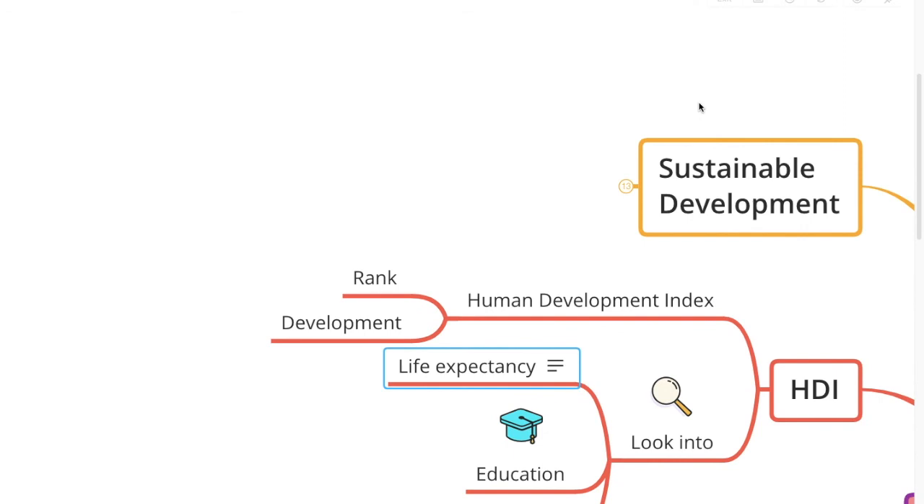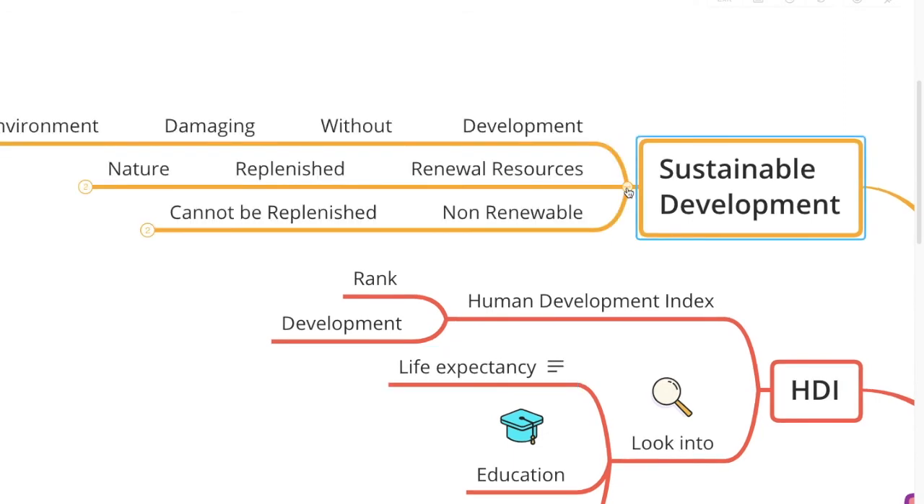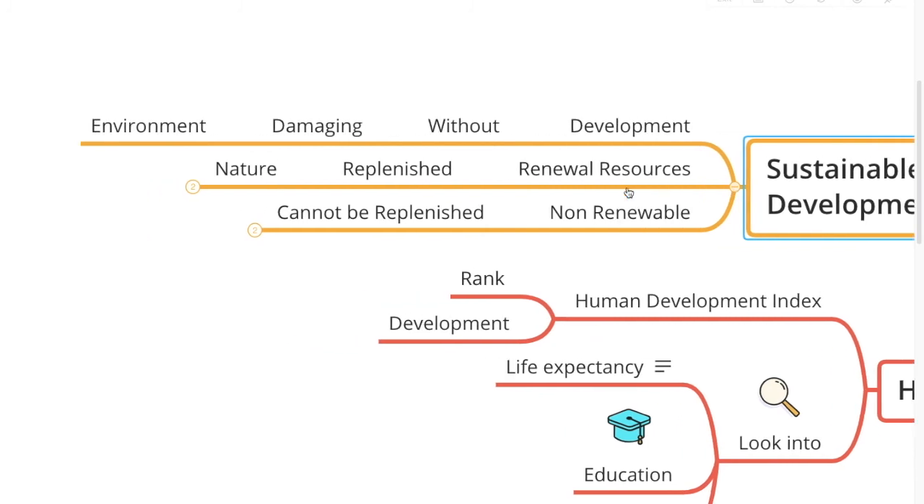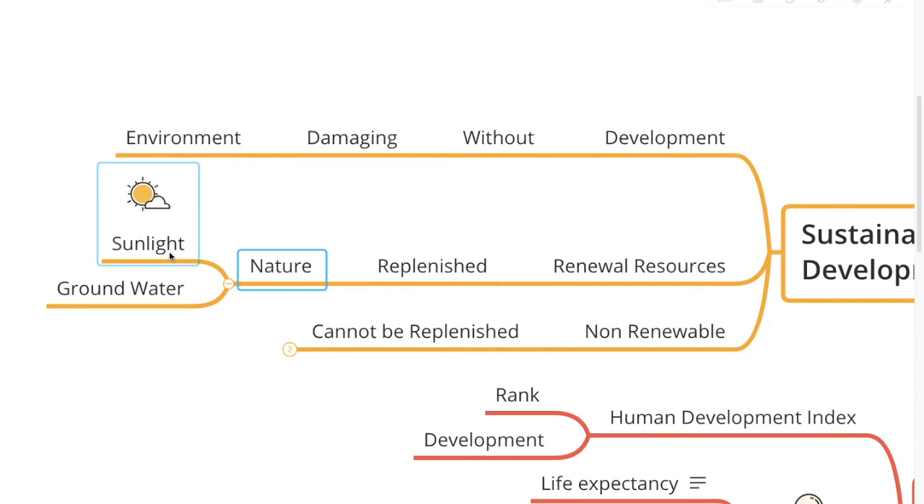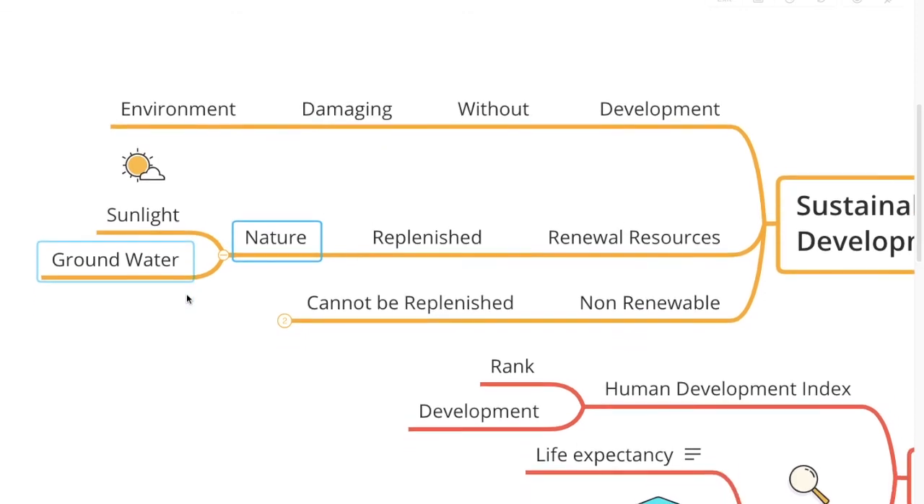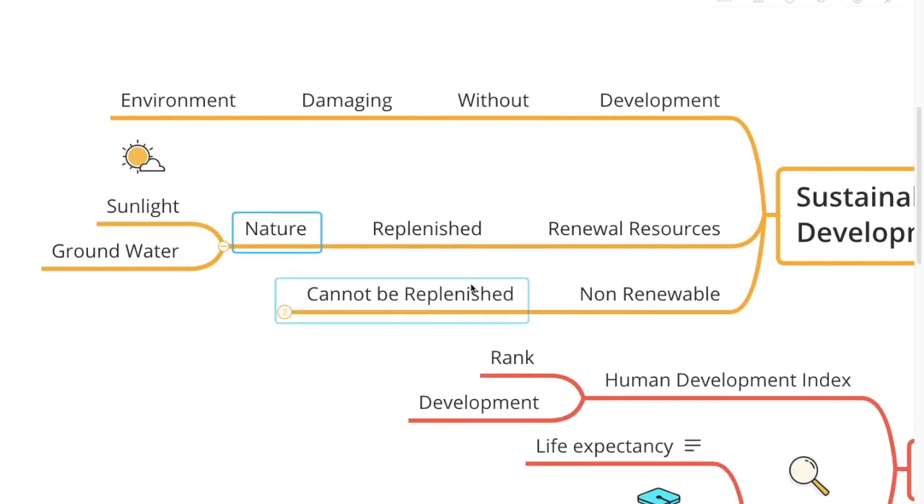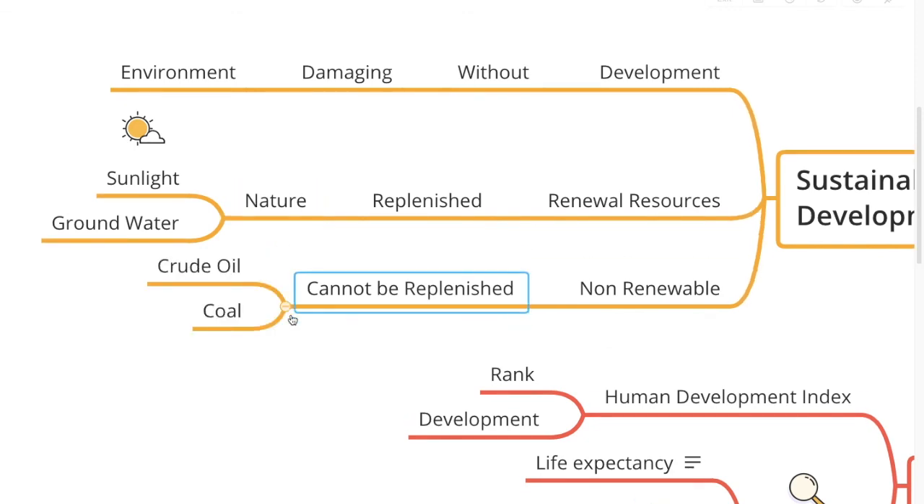Now it is very, very important for us to live sustainably. So what is sustainable development? Basically, development that takes place without damaging the environment. There are renewable resources and there are non-renewable resources under this. Renewable resources are replenished by nature, like sunlight, groundwater, etc. Non-renewable resources cannot be replenished. Example, crude oil, coal, etc.